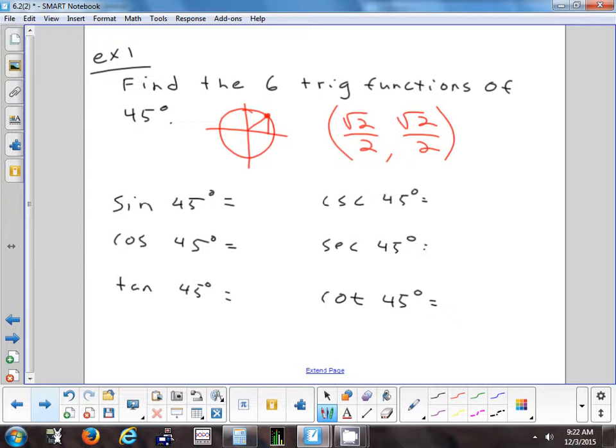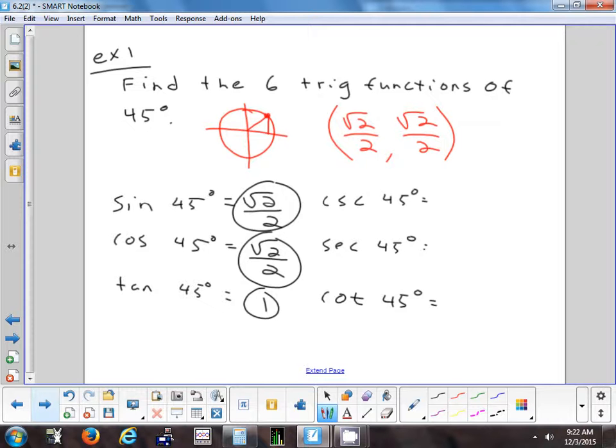Okay? All I asked you was to find the 6 trig functions. We've already done this problem, but we can go through it again real quick. Okay, what's my sine? Square root of 2 over 2. How about my cosine? Also square root 2 over 2. And what about my tangent? 1.